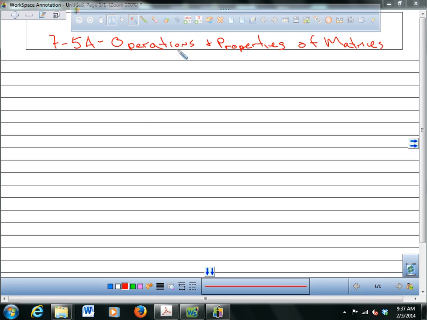Today we're going to learn about operations and properties of matrices. This is the first part of 7-5. Matrices can be represented with a capital letter. So if you say something like A equals A with a little i here, a little j here, okay?